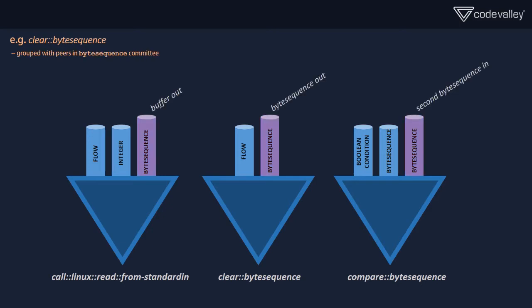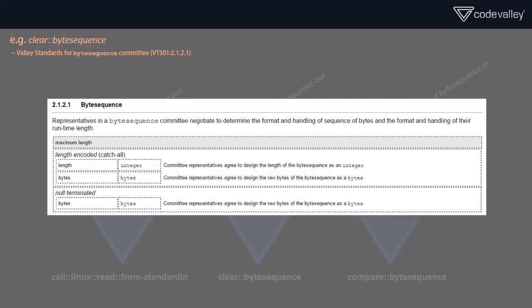If you are building this Clear Byte Sequence vendor, I would recommend visiting the Valley standards to see what outcomes are currently applicable to the DOF committees. For example, if we looked at VTS01 2.1.2.1, we would see that the byte sequence committee currently has 2 valid outcomes, which means the participants on the byte sequence committee can decide to design that byte sequence one of 2 ways, either with its length encoded at the front of the string of bytes, or with the string of bytes terminated with a null character.